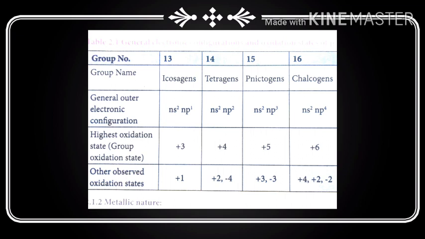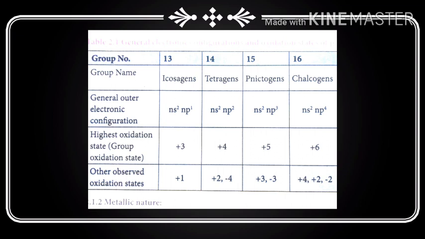So the other oxidation state for the 13th group is +1. Once you move down the group, when you come to the bottom, what happens? If you come to the last element, that is thallium, thallium can form thallium +3 as well as the +1 oxidation state. +3 is the common oxidation state of that group, and thallium can also form +1.